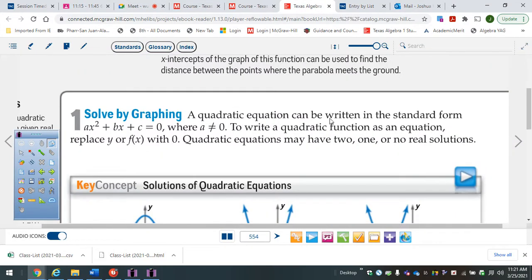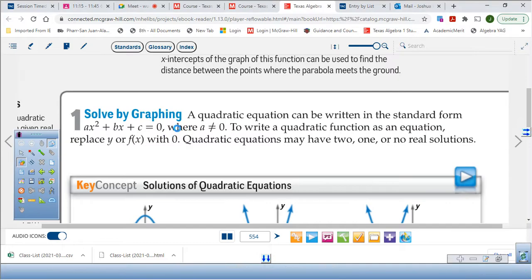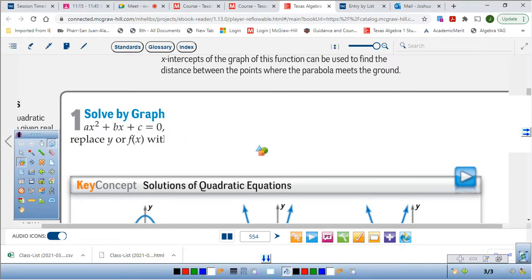The quadratic equation can be written in the standard form of ax squared plus bx plus c equal to 0, where a is not equal to 0. Because if a was equal to 0, then the a term goes to 0, so now it becomes linear. My bad, it goes linear. And we don't want that. We're practicing with quadratics. You got to understand what this is saying right here. I'm going to cover all of this.